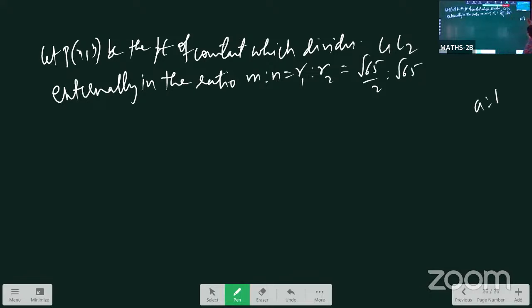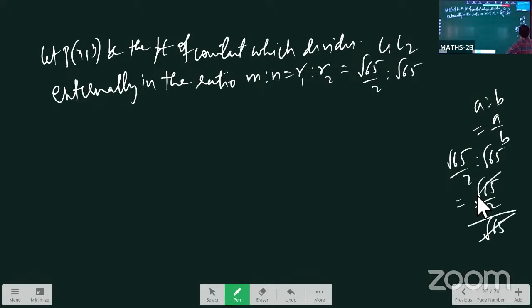In your school level, you might have studied A is to B. Whenever I'm having ratio A is to B, I will write it as A by B. So in this case, root 65 by 2 is to root 65, which is root 65 by 2 by root 65. This gets cancelled, 1 by 2, which is nothing but 1 is to 2. So the ratio is becoming very simple. Never take the ratio as root 65 by 2 to root 65. That goes very complicated. So on simplifying, the ratio has become 1 is to 2.